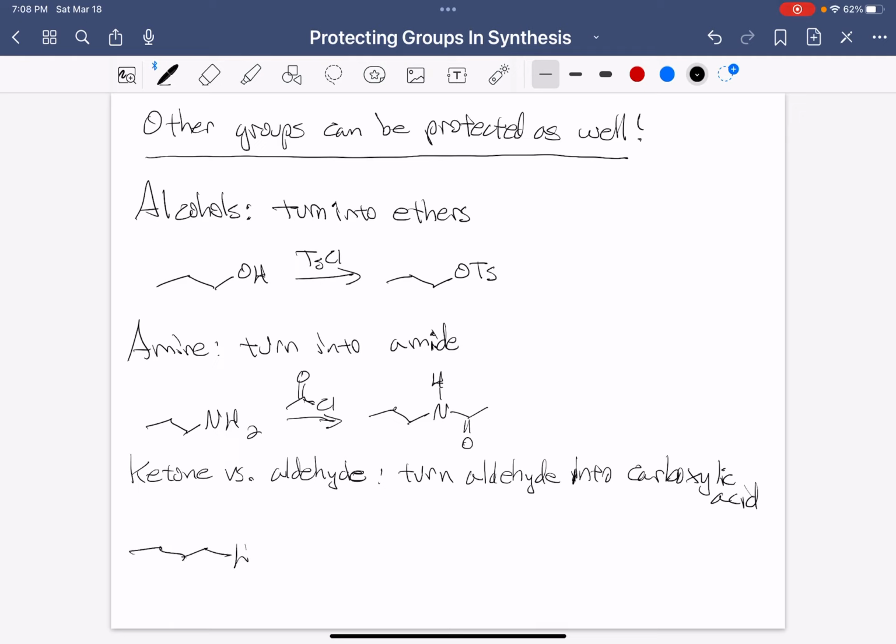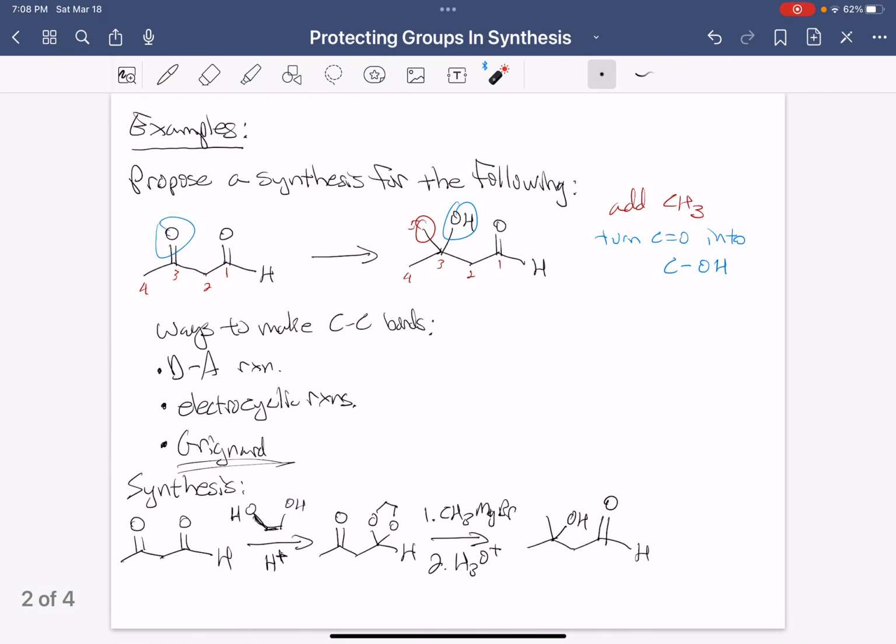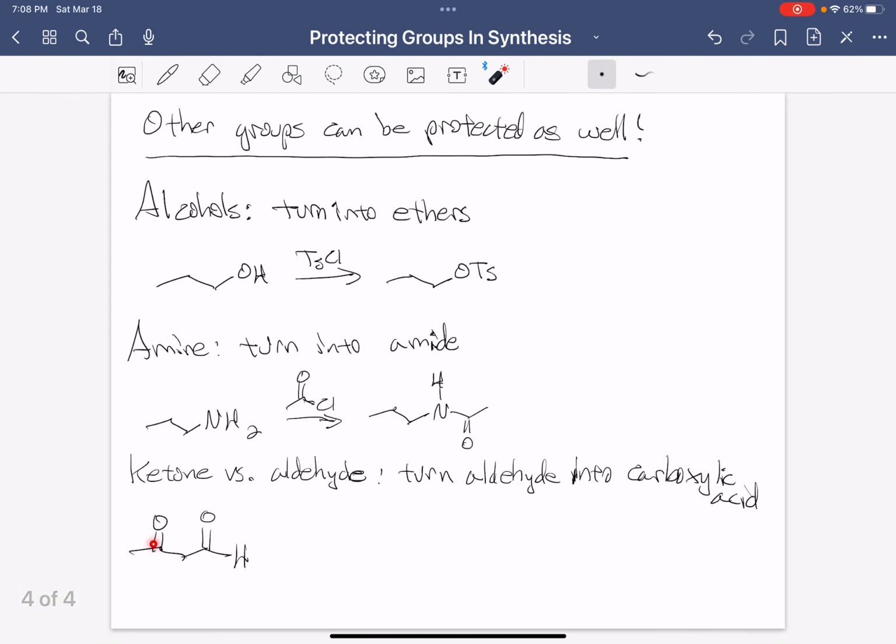So in the previous pages, we saw how we protected the aldehyde and reacted at the ketone. Well, what if we wanted to protect the ketone and react at the aldehyde? So what we can do now is use something like chromic acid, H2Cr2O7 and H2SO4, and that will give us now a carboxylic acid.